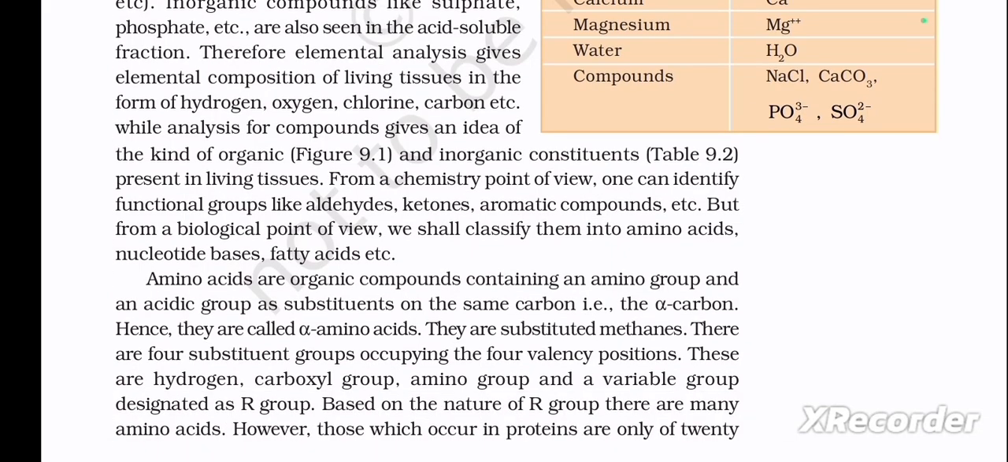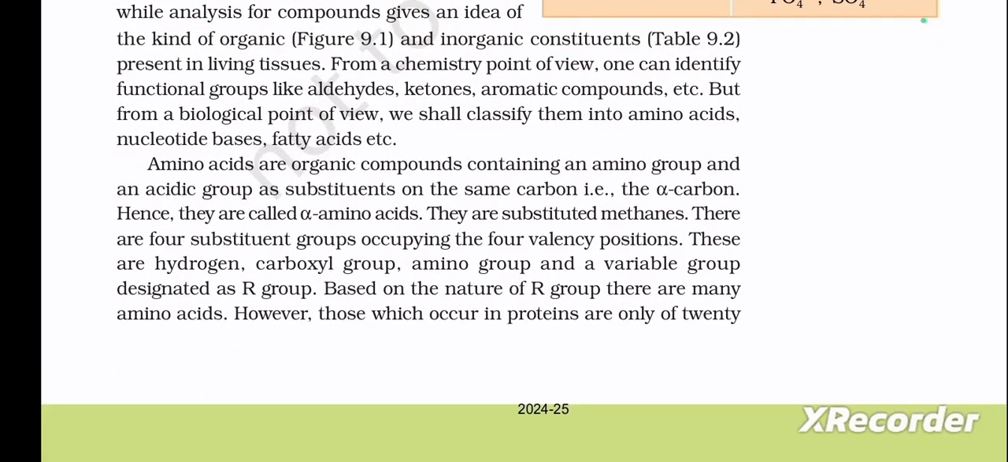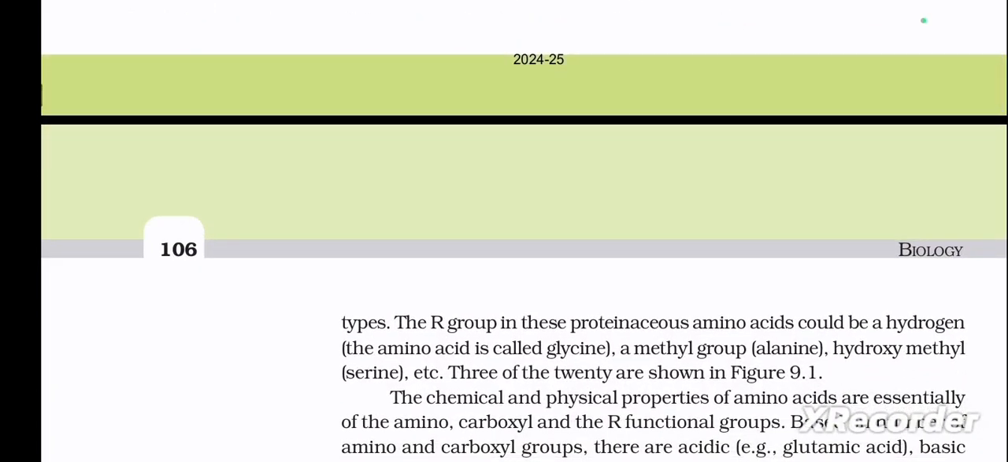Amino acids are organic compounds containing an amino group and an acidic group as substituents on the same carbon, that is, the alpha carbon. Hence, they are called alpha amino acids. They are substituted methanes. There are four substituent groups occupying the four valency positions. These are hydrogen, carboxyl group, amino group and a variable group designated as R group. Based on the nature of R group, there are many amino acids. However, those which occur in proteins are only 20 types.